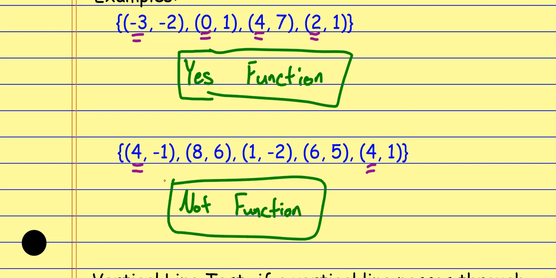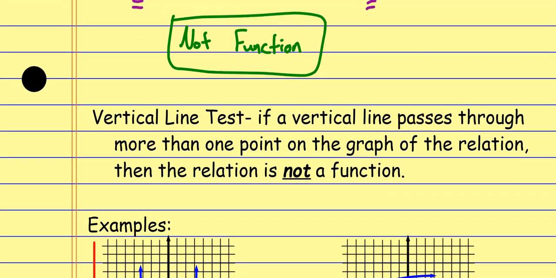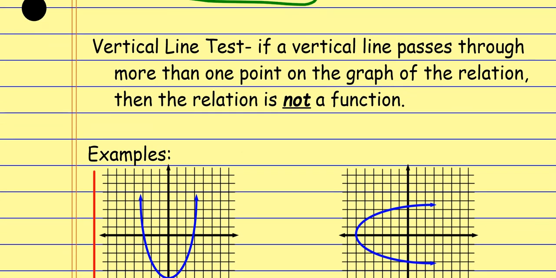And that's it. If every x has exactly one y, if every input only has one output, it's a function. If an input has two different outputs, it's not a function. Okay? From a graphing perspective, we can use the vertical line test to do this.